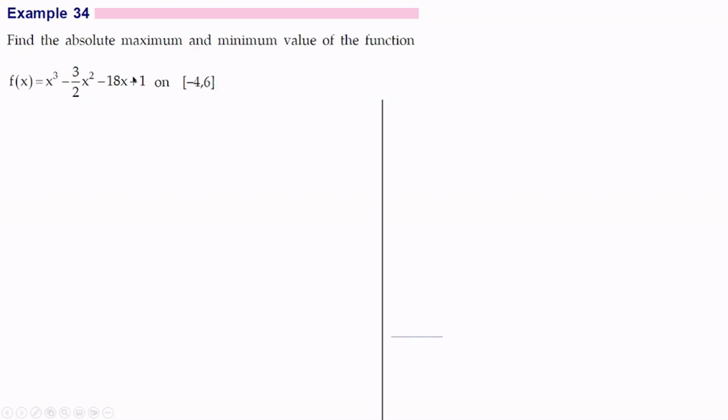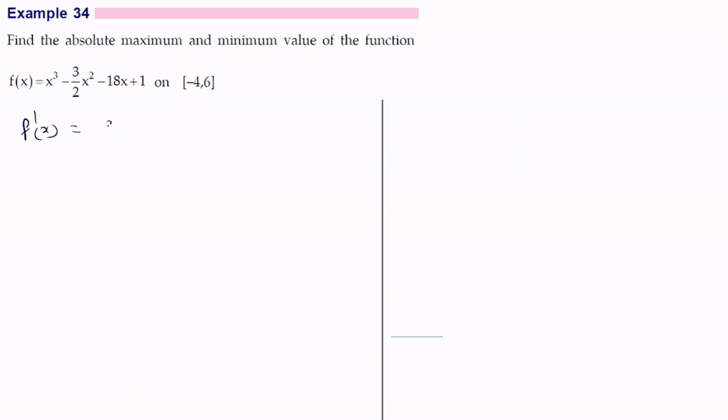So here is an example. Find the absolute maximum and absolute minimum value of the function f of x equal to x cube minus 3 by 2 x square minus 18x plus 1 on the closed interval minus 4 comma 6. So here the interval is closed. So we have to find the critical points first, and we have to find the value of f of x at the critical points and at minus 4 and 6. Then the highest among all those will be the absolute maximum value, and the least among all those will be the absolute minimum value.